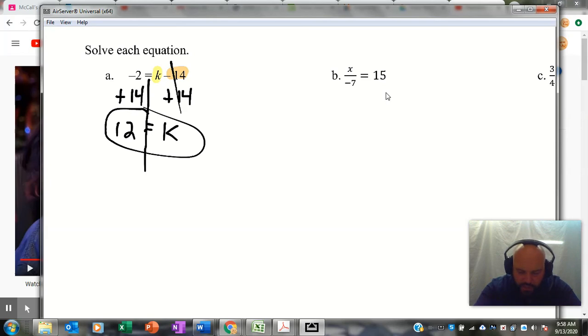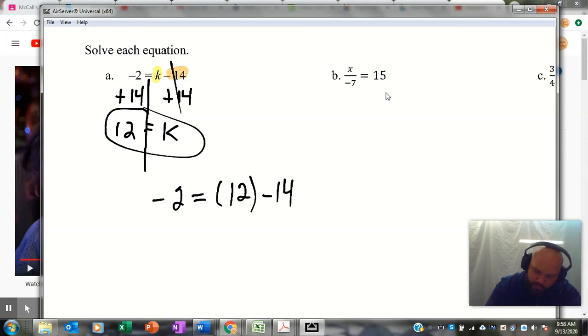Now, we could check this. In order to check it, you would take this number that we found for k and substitute it back in. So in this case, we'd have negative 2 equals 12 minus 14. From there, we would subtract 12 minus 14 and we get negative 2 equals negative 2. And you can see that we end up with a true statement, negative 2 equals negative 2, which means our original answer that we got here was correct.